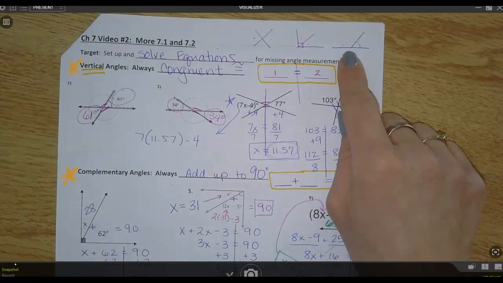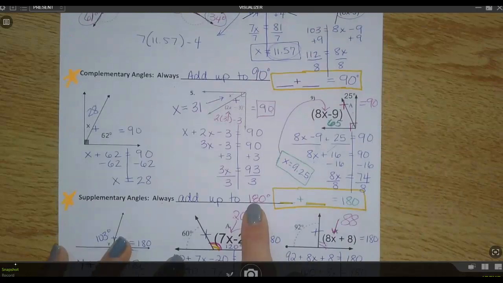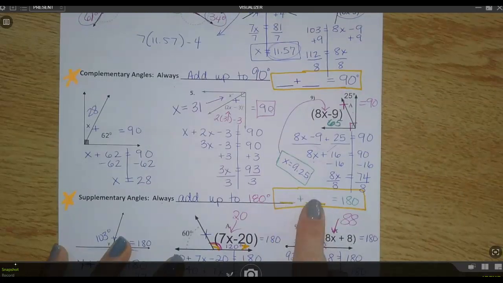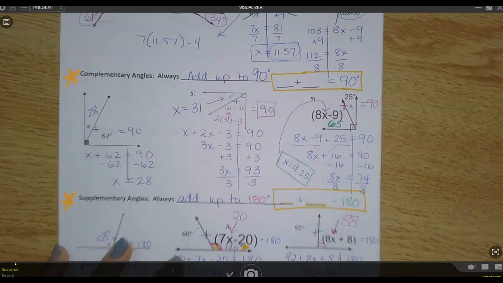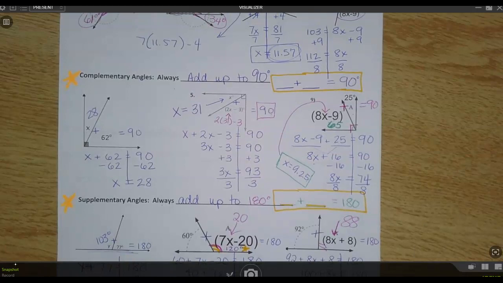Anytime you see a picture like this, or the problem tells you you have supplementary angles, you need to know that they add up to 180. So your equation would be to add those together and set it equal to 180. In all of these cases, from there you would just solve for x, or solve your equation.